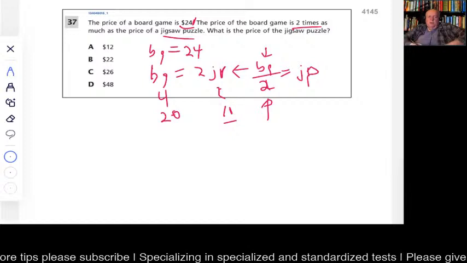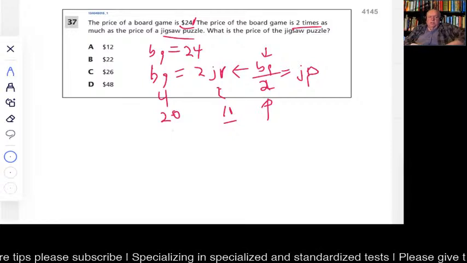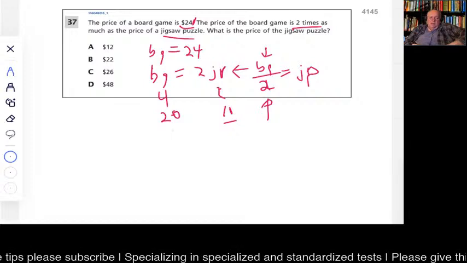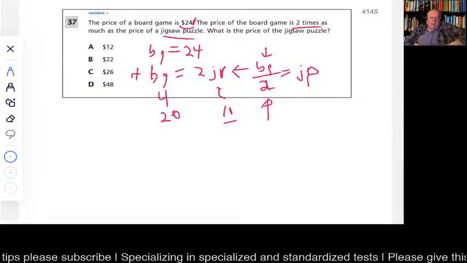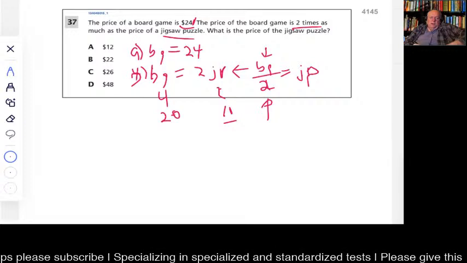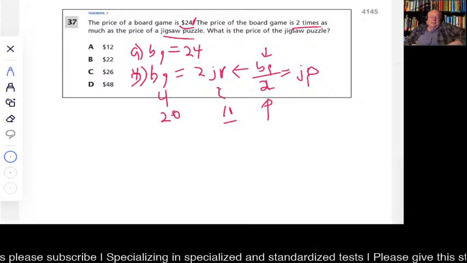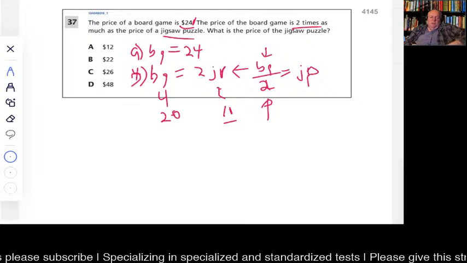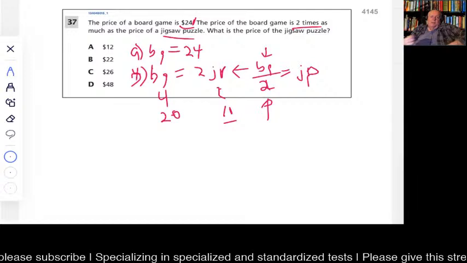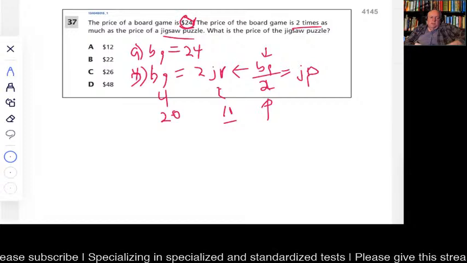All right? So don't let the English screw you up here. I think most of you know your multiplication table, certainly the 2 times table. But the basic deal is if this equation here is true, we have 2 equations, A and B. Okay? If B is true, then you have to see that the price of the jigsaw puzzle is half of the board game price. The board game's twice as much as the jigsaw puzzle, then the jigsaw puzzle is half the price of the board game. Okay? And we already know the board game was $24. Therefore, the price of the jigsaw puzzle is 12.